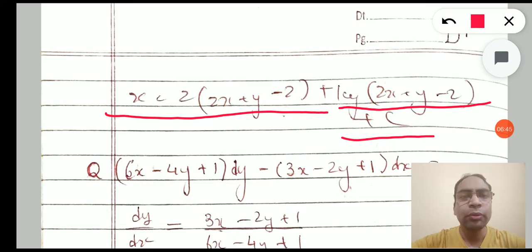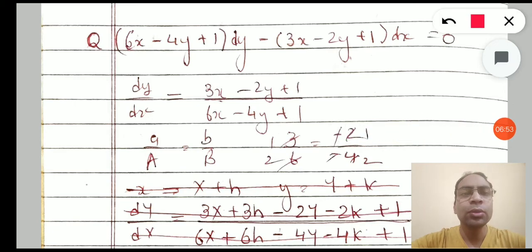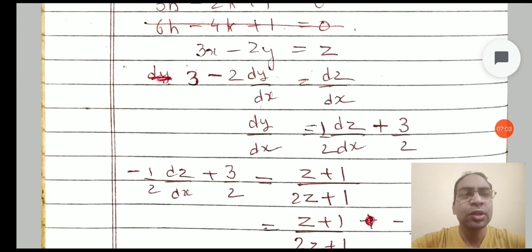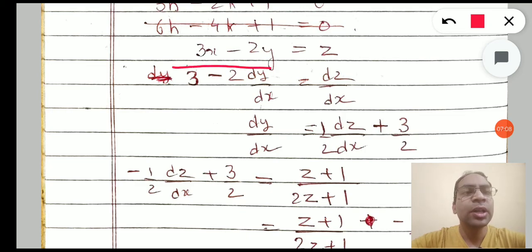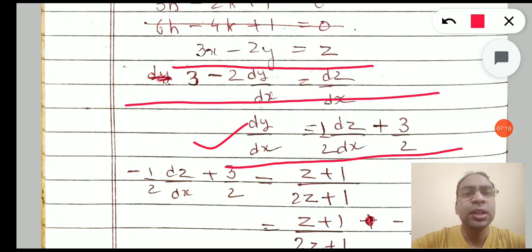Let us see one more question based on the same type 2. This is another question. The first thing is to identify the ratio: small a upon a is equal to small b upon b. In this case, yes, this is equal. So type 2 will be applied, and we'll need to substitute these two values: 3x - 2y is equal to z, and dy/dx is equal to (dz/dx + 3)/2. We can obtain this just by differentiating the above substitution.